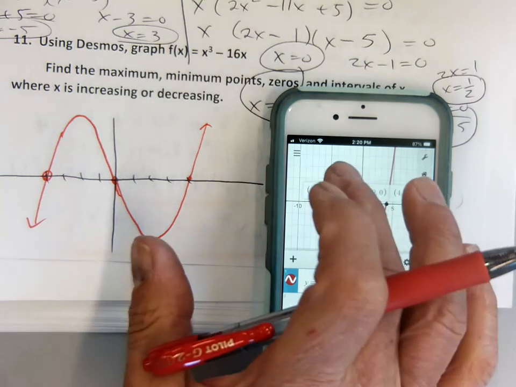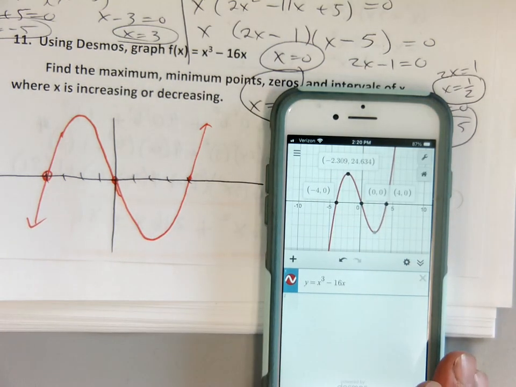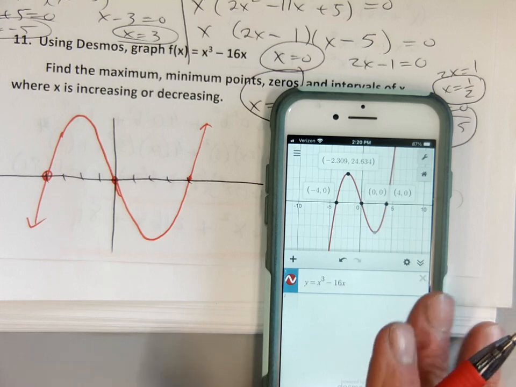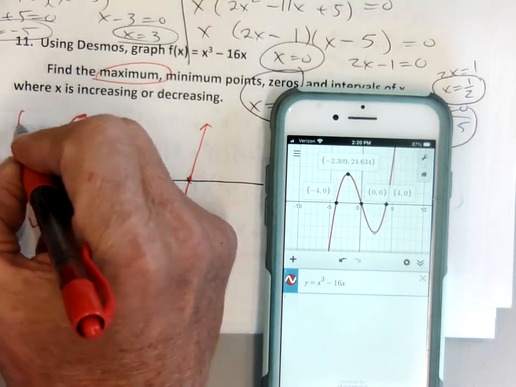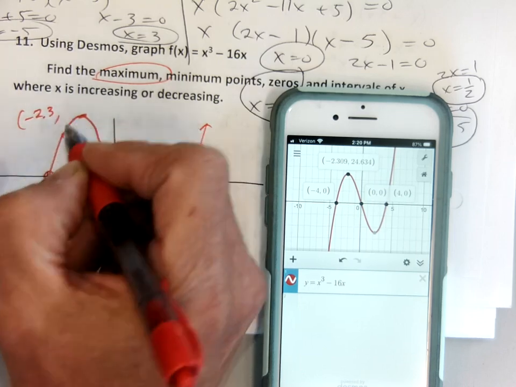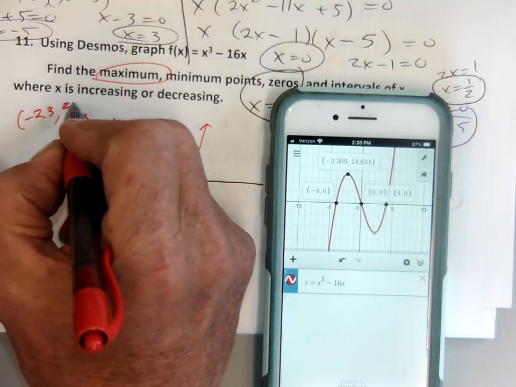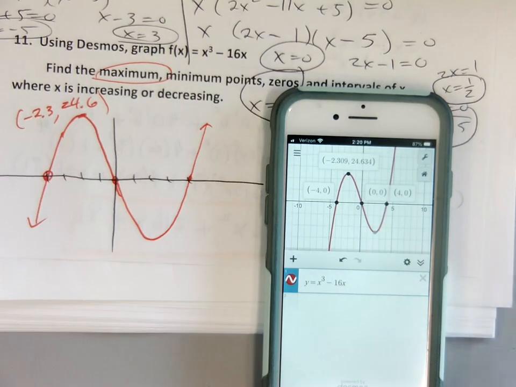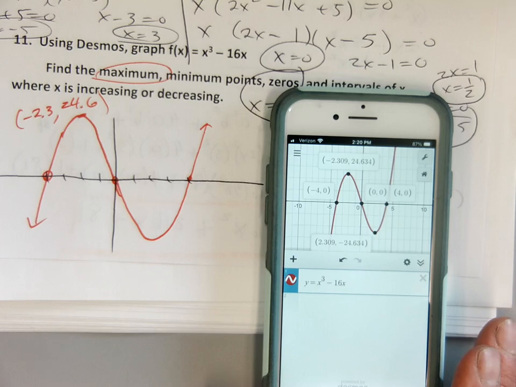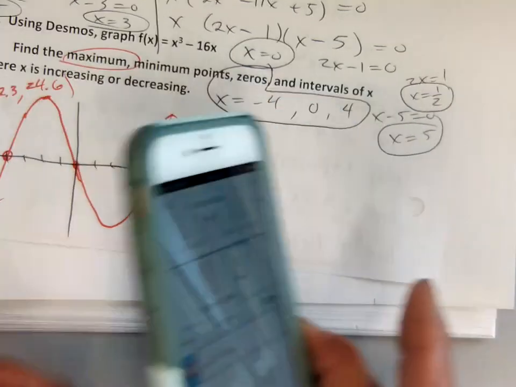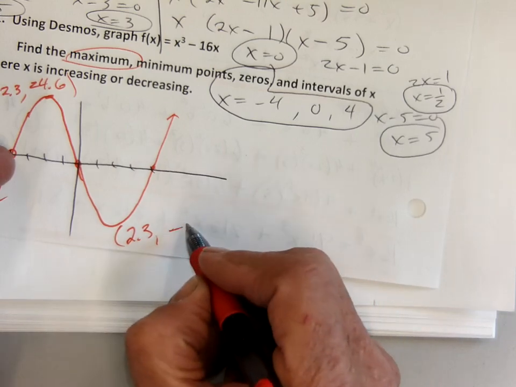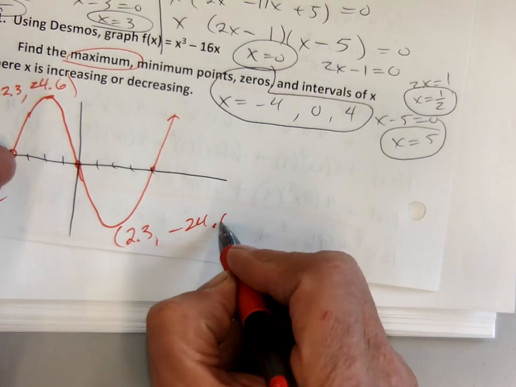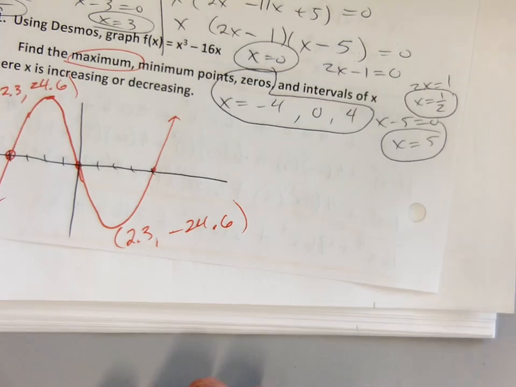Max, I'm just going to tap on my max. There's my max at negative 2.3 and 24.6. So I'm going to put that up there. So my max is at negative 2.3 and 24.6. And my min, that's easy. I'm just going to tap on my min. And I got a positive 2.3 and a negative 24.6. Okay? All right, I got everything. So this is getting easy, right?